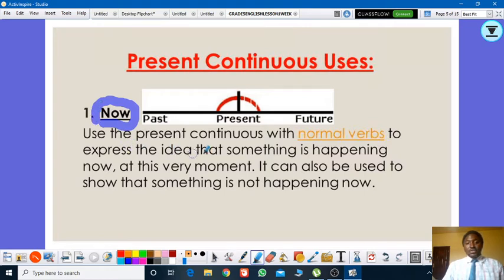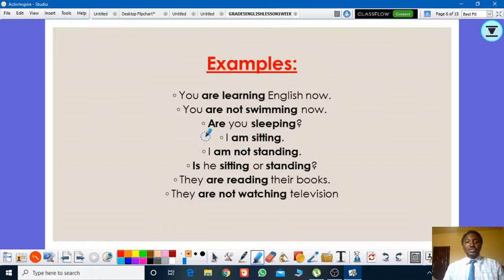Use the present continuous tense with normal verbs to express the idea that something is happening now, at this very moment. It can also be used to show that something is not happening now. We are going to see how that function is used in the examples.